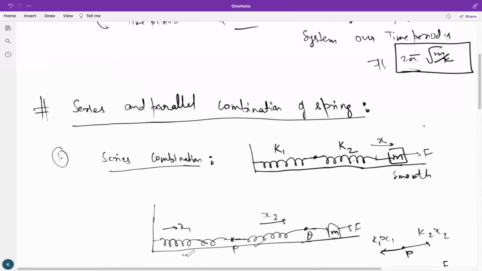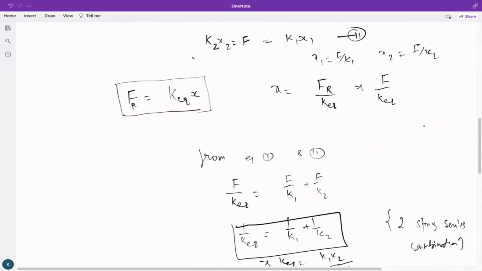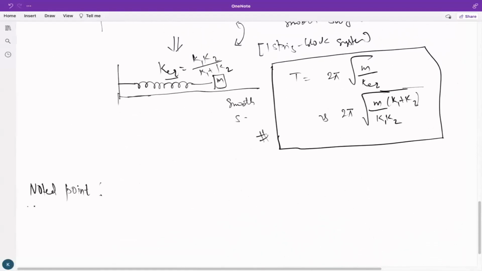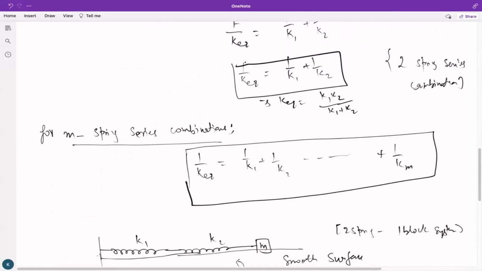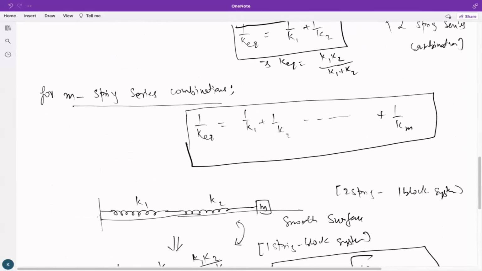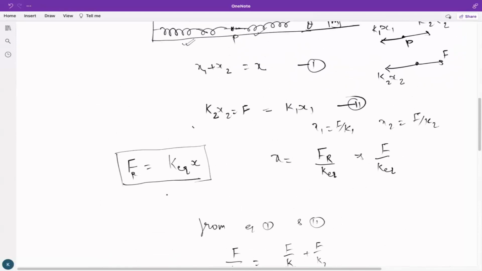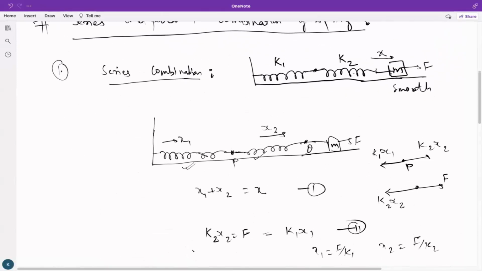Now let's talk about some noted points. Let me write it here for series combinations. The first is it is a displacement divider arrangement. Why am I saying so? Because the two springs have different displacements x1 and x2, as I mentioned earlier. Spring one and spring two have different displacements. One has x1 and the other has x2 because they have different stiffness constants.